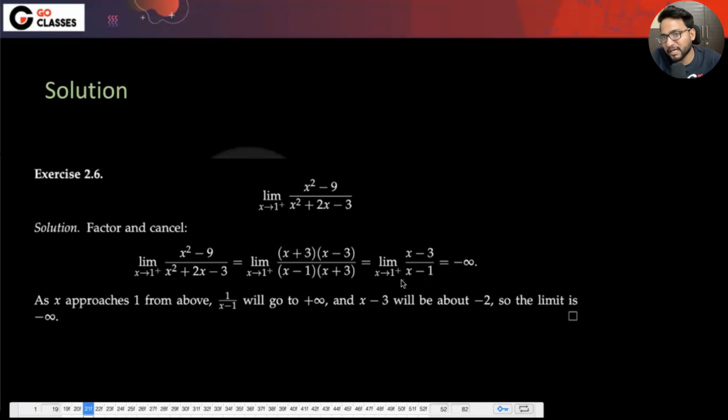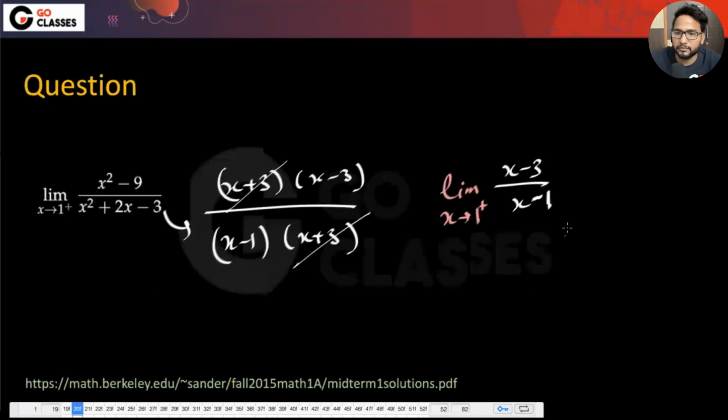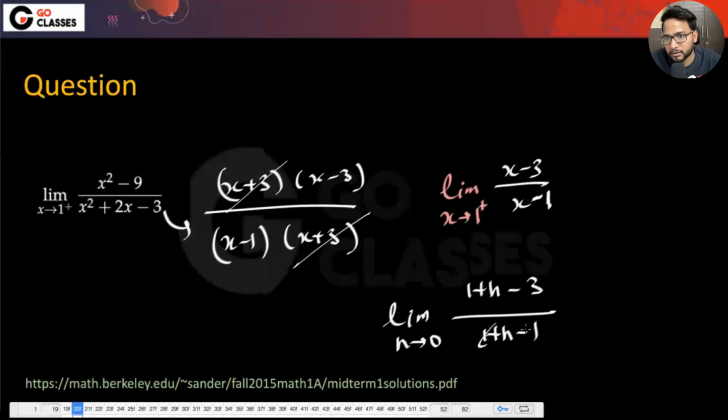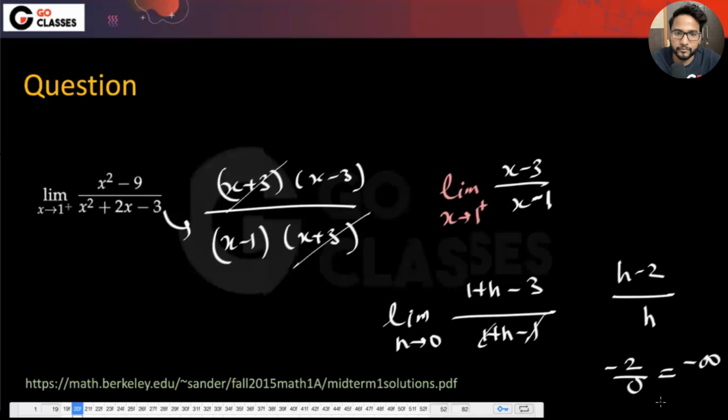And they are asking about 1 plus, which means they are saying that put 1 plus h. So 1 plus h minus 3 upon 1 plus h minus 1, limit h tends to 0. So it is h minus 2 upon h. If you put h equal to 0 here, it will be minus 2 upon 0, which means it is minus infinity. Right? It is minus infinity. Okay. So I hope that is okay.